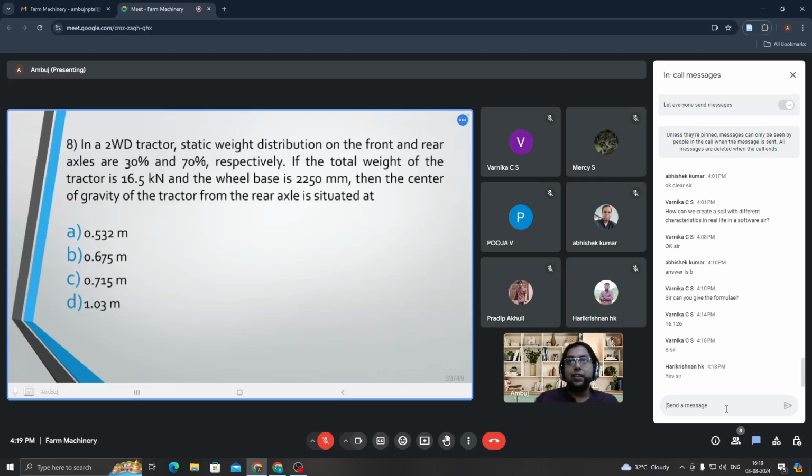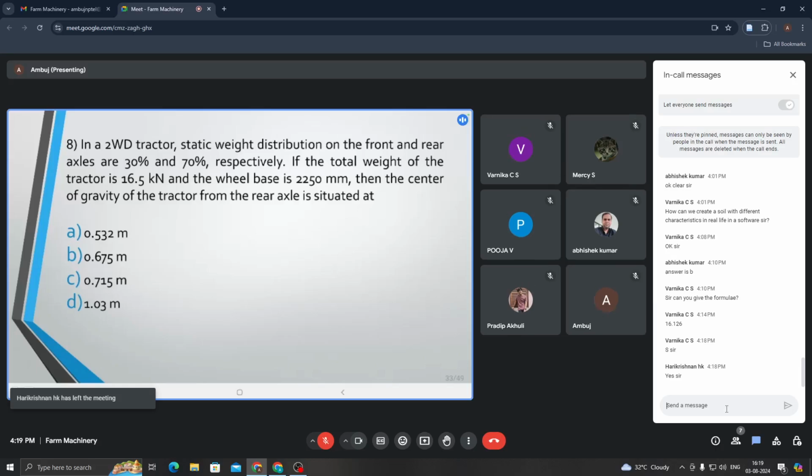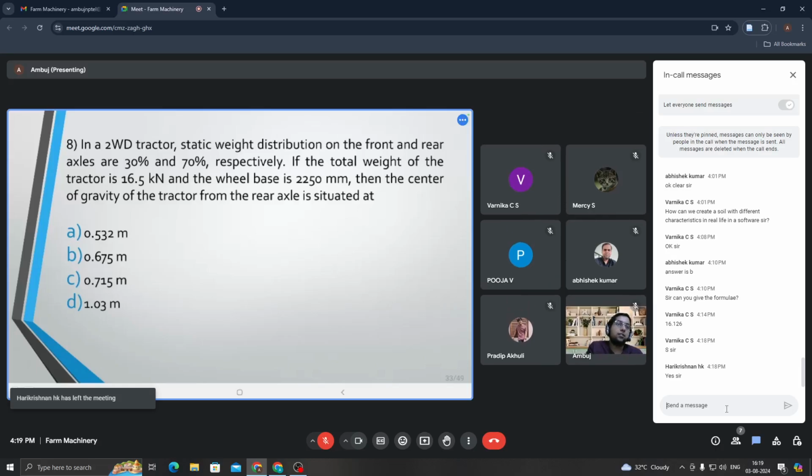In a two-wheel drive tractor, static weight distribution on the front and rear axle is 30% and 70%. Total weight of the tractor is 16.5 kilonewton. Wheelbase is 2250 millimeters. Then the center of gravity of the tractor from the rear axle is situated at how many meters? Try to solve it. Then I'll tell you the solution. First, you just try to come up with an answer.